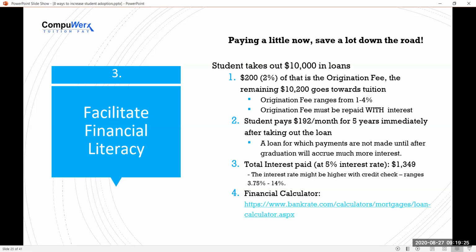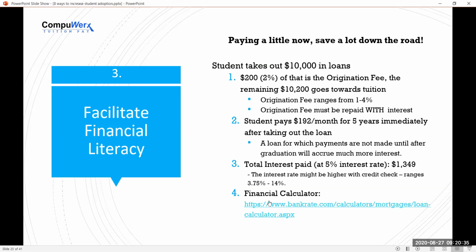Of course, there are loans that they don't have to pay back right away. They could wait until after they graduate. That will accrue much more interest. So in this example, let's say we use 5% as an interest rate. Of course, the interest rate is based on the credit check. If the student has good credit, the rate will be lower. If they have not so good credit, the interest rate would be higher. Currently the range is between 3.75% and 14%. For this example, we're using 5%. So for a 5% loan of $10,200, or a $10,000 loan, repaid in 5 years, after they pay back everything, the total interest paid would be $1,349. So they can see that's the extra $1,349 that they have to pay.